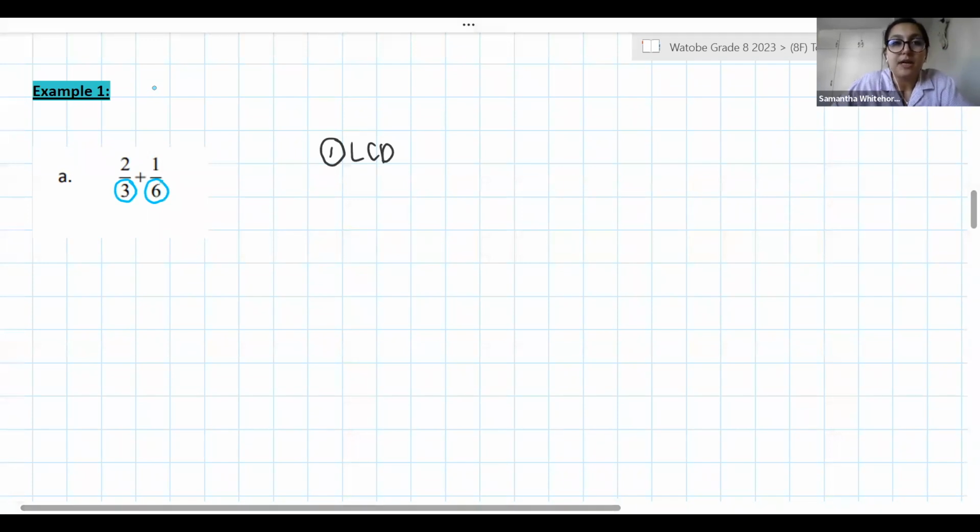So in the chat for me, I don't want any hands. In the chat, write down for me what is the smallest number that 6 and 3 can divide into. So basically, what is your LCD here?